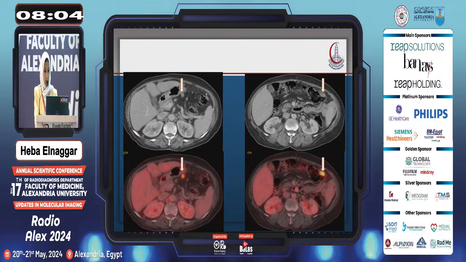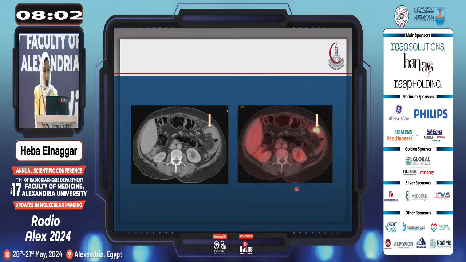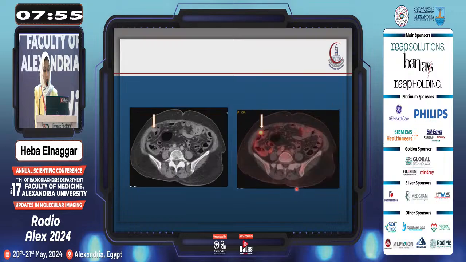These are challenging sites, can be missed in the conventional imaging. Another one here hiding between the small bowel loops. So this case was reported with peritoneal deposits. Here another one behind the posterior abdominal wall on the right lateral aspect.